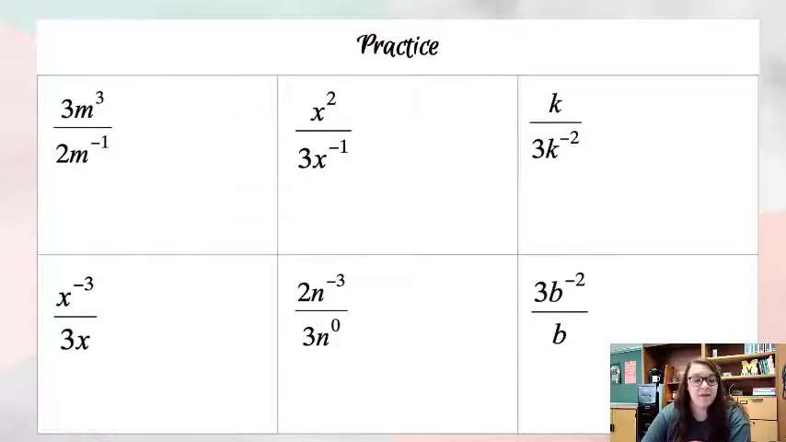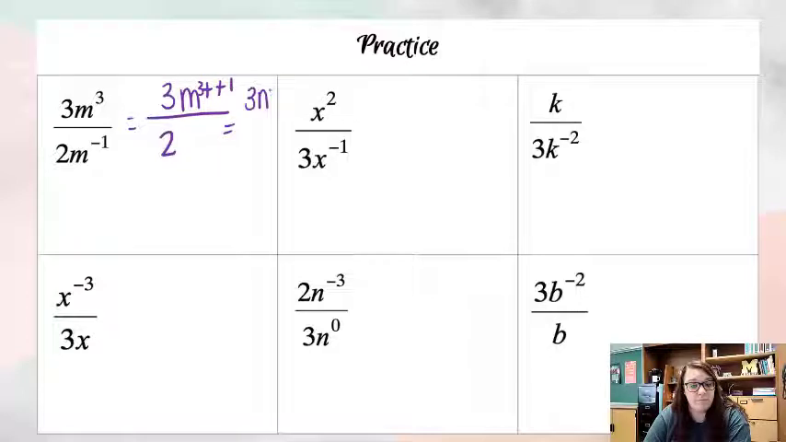Sorry about the bell. 3 over 2 is not going to cancel, but the m's we can do some things with. So I'm going to leave the 3 and the 2 here, and I've got 3 minus -1. So that double negative becomes a plus, and I've really got 3m to the 4th over 2.